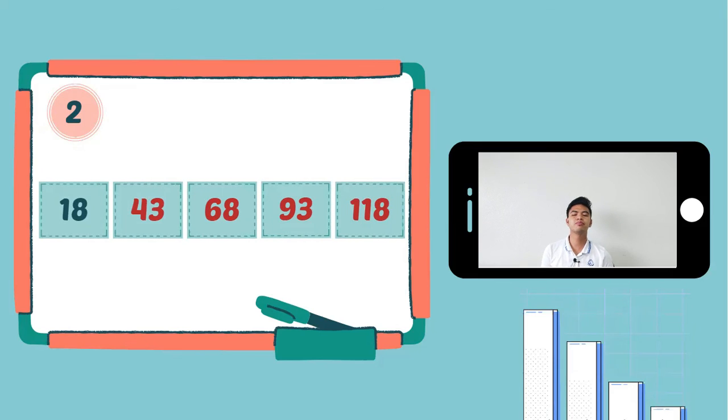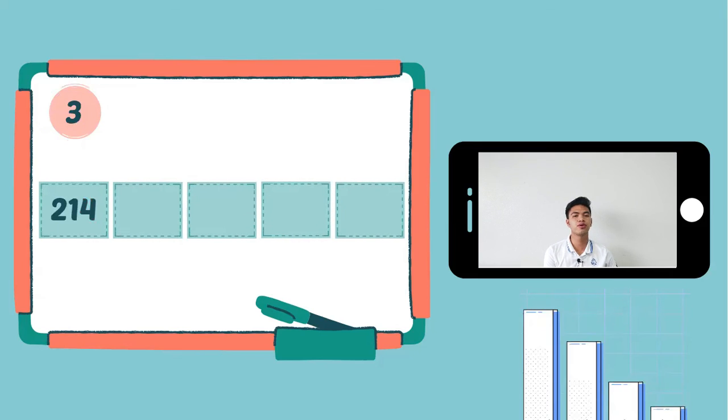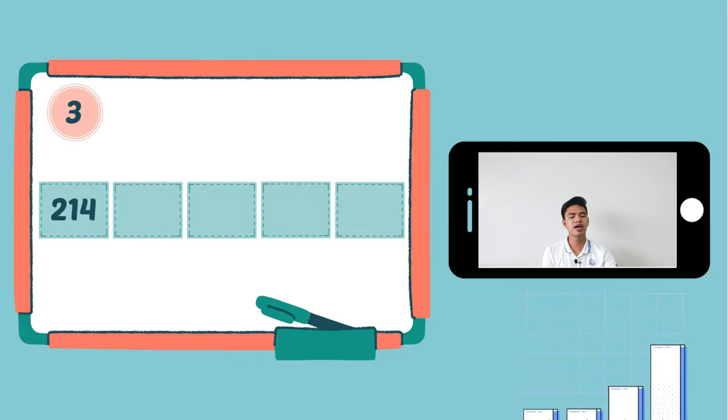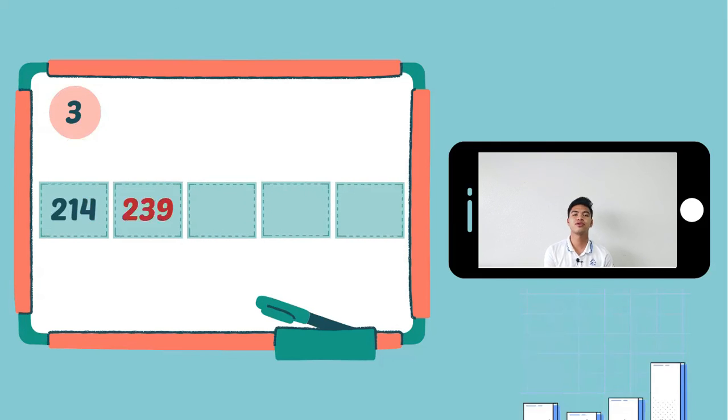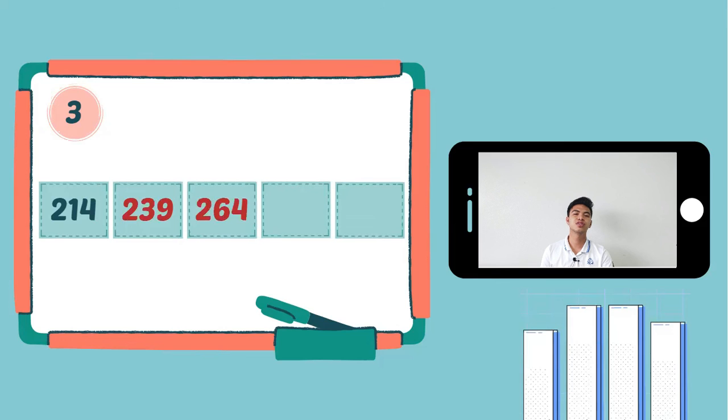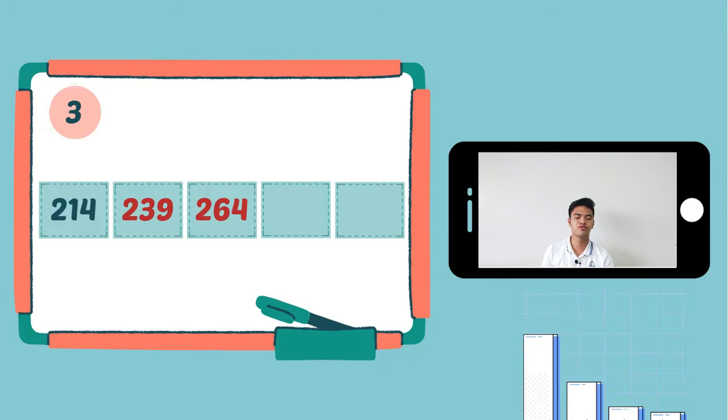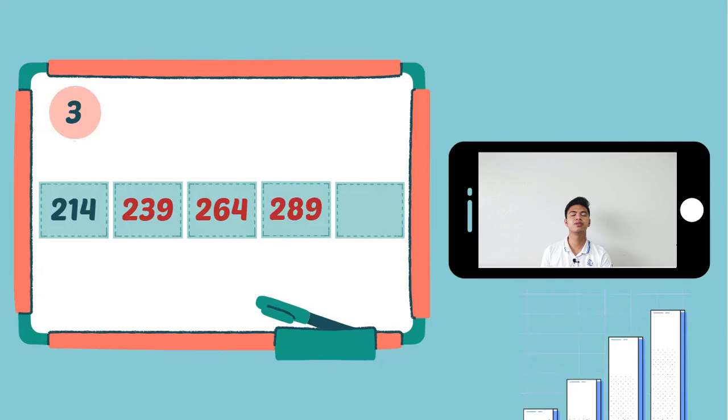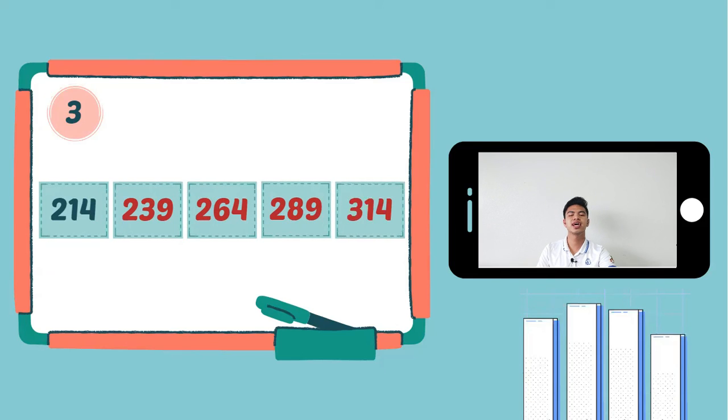So let's go to number 3. We have here 214. So 214 plus 25 will be 239. And we're going to add again and again. Okay? 239 plus 25 will be 264. Okay? And then 264 plus 25 will be 289. And then 289 plus 25 will be 314. Okay? Did you get it so far?